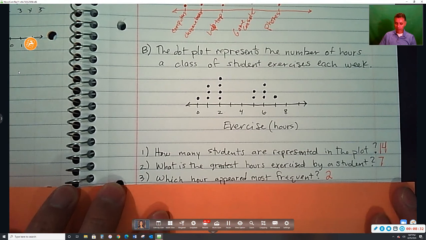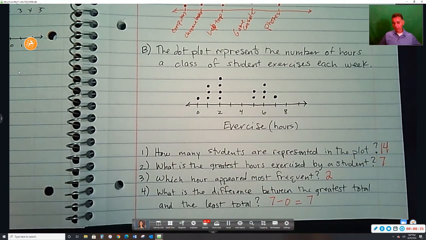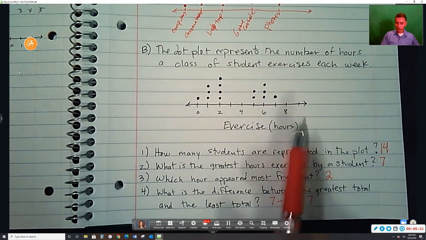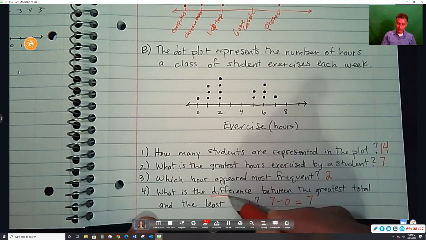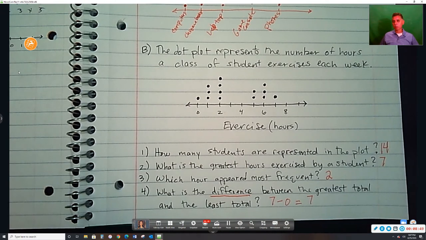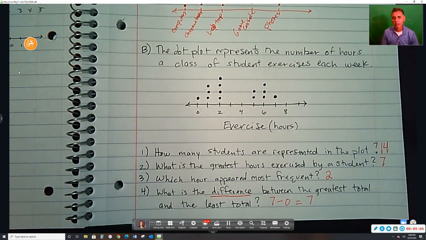Okay. And then the last question, what is the difference between the greatest total and the least total? Well, the greatest total is 7. The least total is 0. This word right here is a keyword: difference, which means subtract. So you take the 7, you take the 0, you subtract them, boom. Okay. Again, next time I'll work these out with you guys, but I did it, and my video didn't show up, so that's why there are answers already there. But anyway, pause that, take time to copy it, and then we'll work on the assignment in a minute.